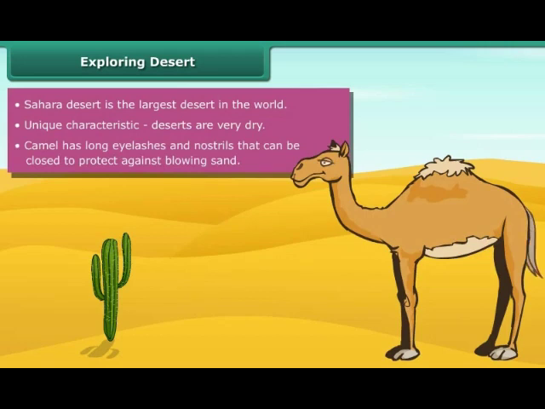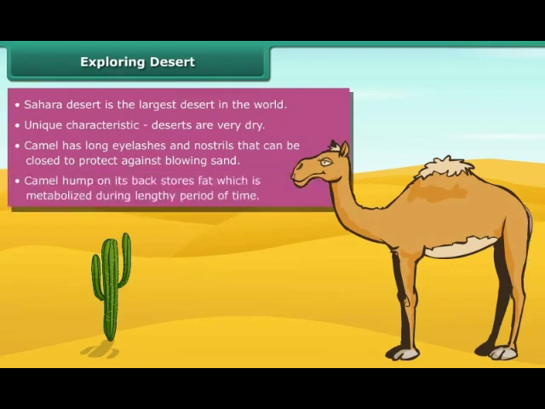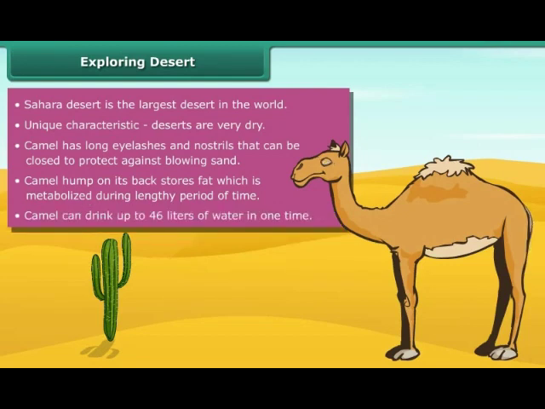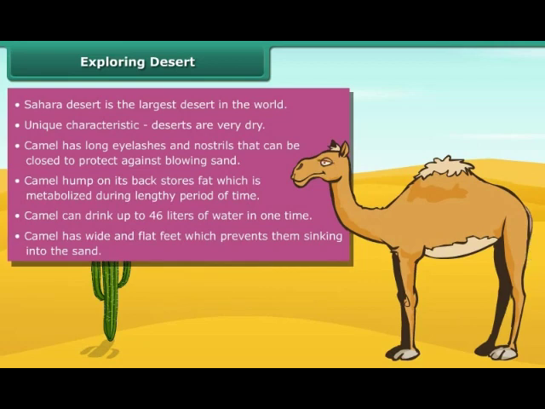Camel has long eyelashes and nostrils that close to protect against blowing sand. A large hump on its back stores fat, which is metabolized during lengthy periods. They can drink up to 46 liters of water at one time and can live without water for a week. Wide and flat feet prevent the camel from sinking into the sand.